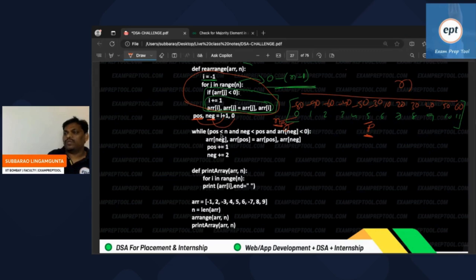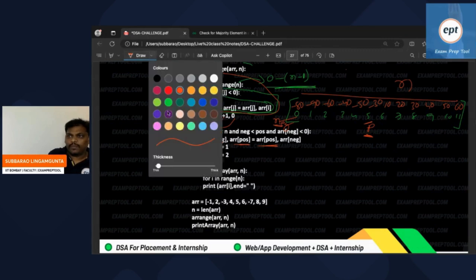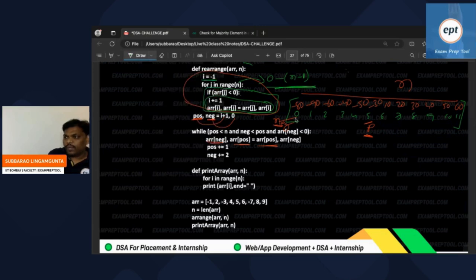Now see what is going on. Until the array is over, continue this. What is that? Very simple. Where negative is pointing, keep the positive, and where positive is pointing, keep the negative. You have to swap. Let me use another color. Wherever negative is pointing and wherever positive is pointing, swap the data.